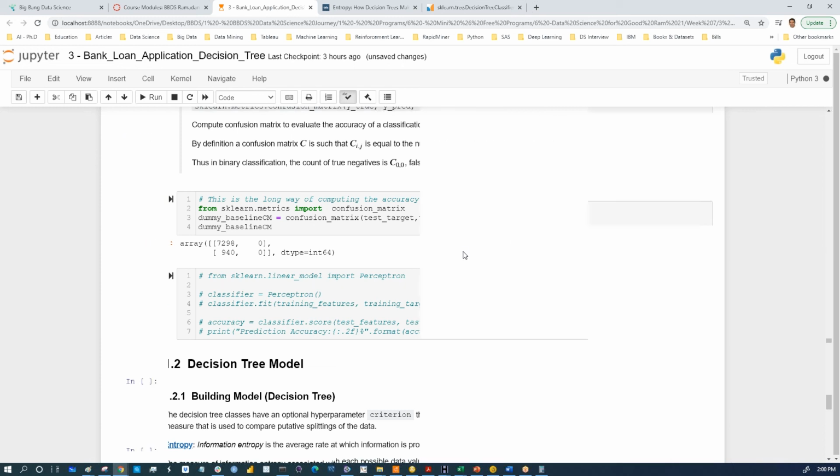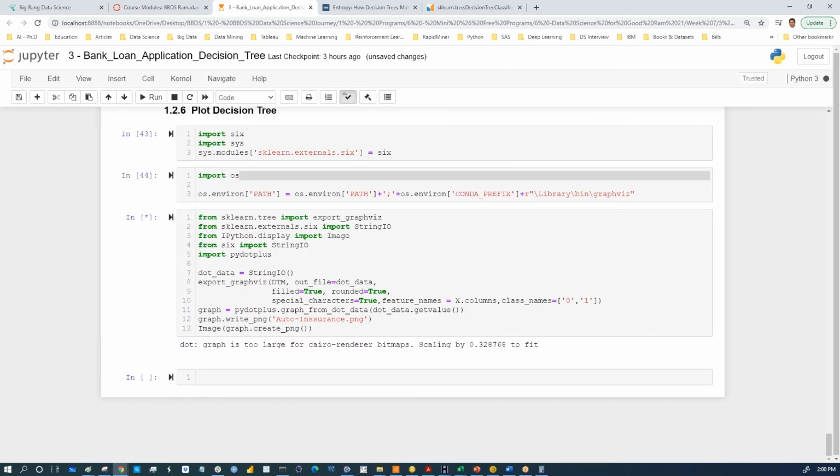Let's take a look. Hopefully it's done. Yeah, the graph is too large. Okay, it's not going to work. And I'm going to stop it here.